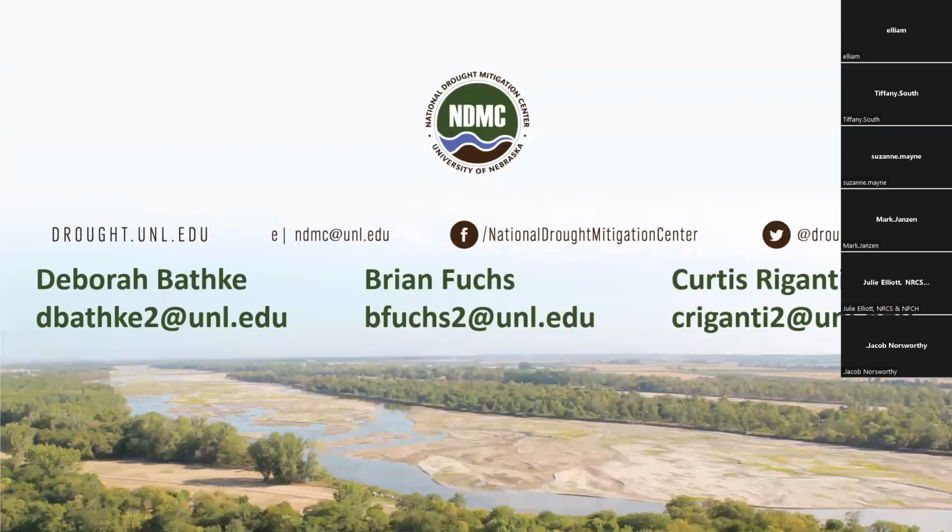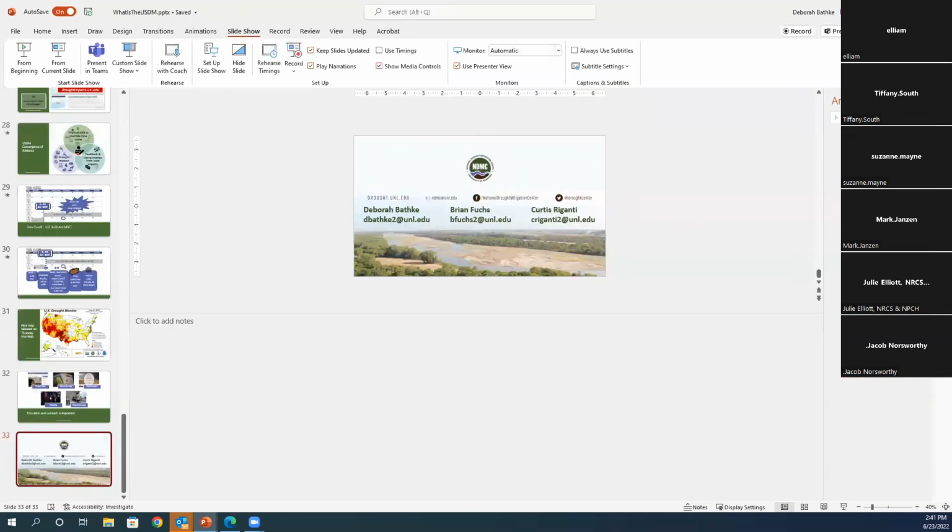My email is here, dbathke2@unl.edu. The other 2 authors at the Drought Center are Brian Fuchs and Curtis Riganti. Brian gave last month's web meeting like this. Curtis is giving next month. If you have questions, you can contact any of us, and we're happy to answer that.